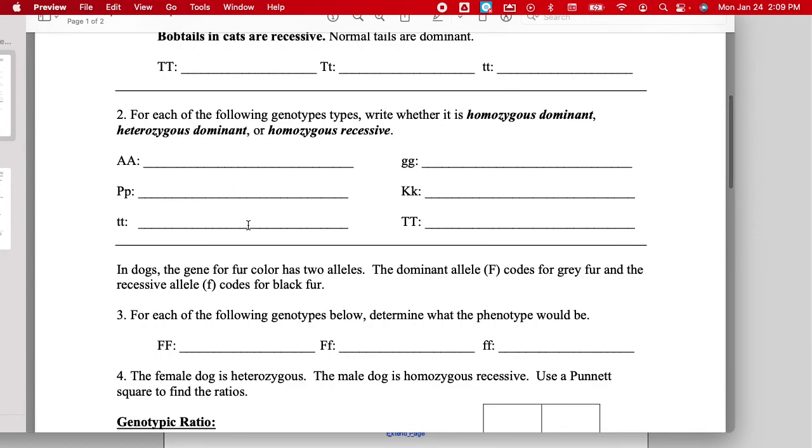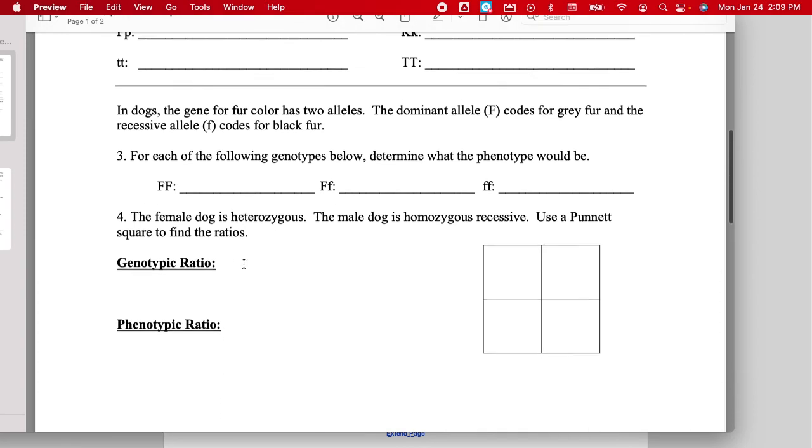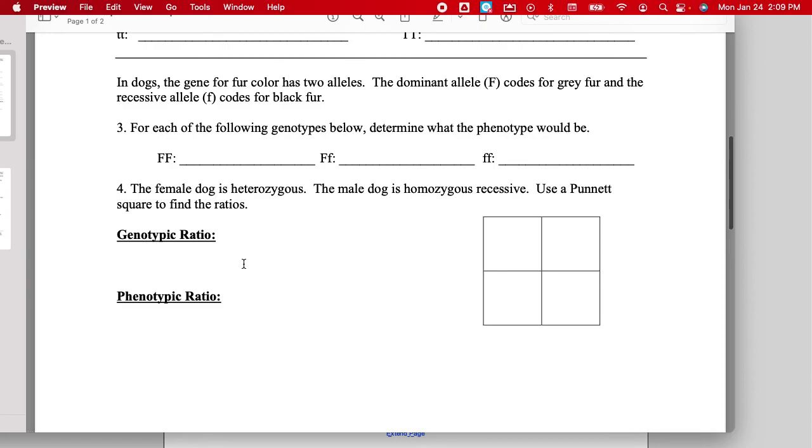So the second part here, for each of the following genotypes, write whether it's homozygous dominant, heterozygous dominant, or homozygous recessive. Homozygous, remember, means that the letters will be the same. Then you have to take a look at the second word. Dominant means both letters would be capitalized. Recessive means that they would be lowercase. If it says heterozygous, then you would have both a capital and lowercase. Then it goes on, and you got some sample problems here.